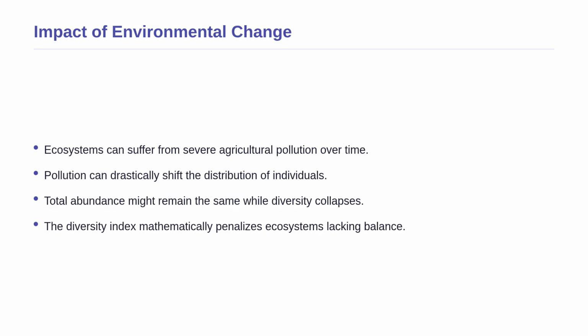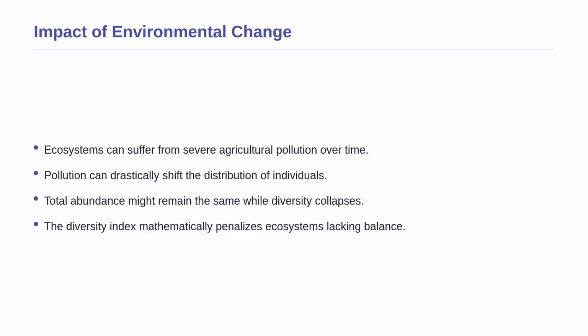Now that we have calculated a baseline for our healthy pond, let us consider what happens when the environment is disturbed. Imagine 5 years pass and severe agricultural pollution affects this exact same pond. When we return, we might find that the total number of animals has not changed, but the types of animals surviving certainly have. Pollution often wipes out sensitive species while allowing hardy species to dominate. This drastically shifts the distribution of individuals.